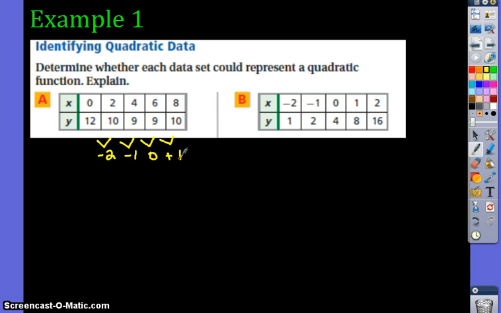All right, so now let's look at our second differences. The change from here to here is +1. The change from here to here is +1. The change from here to here is +1. So yes, this example A is quadratic.